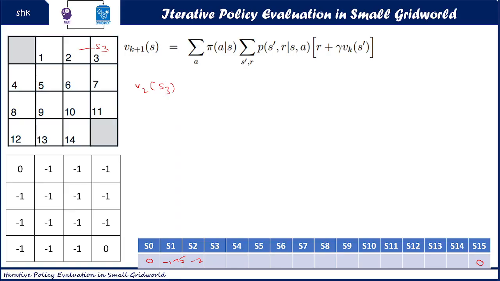So for the S3 state, the left action is S2, the right action is S3, upward is also S3, downward is S7. Now we will write the summation over all the actions of the probability of the particular action A from the S3 state. This probability we have assumed as 1, reward minus 1, discount we have considered as 1. So we can write this as minus 1 plus Vk. What is the k value? That is V1 of S dash, depending upon the action.